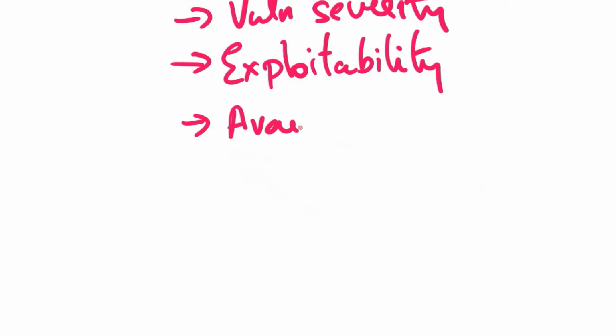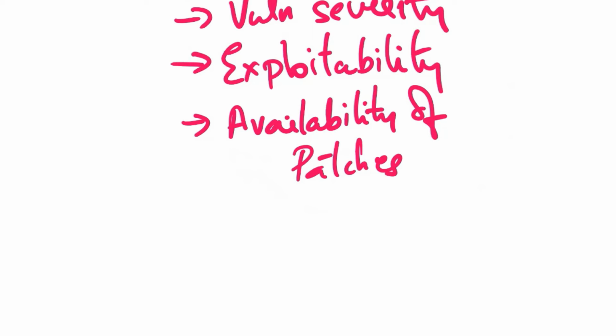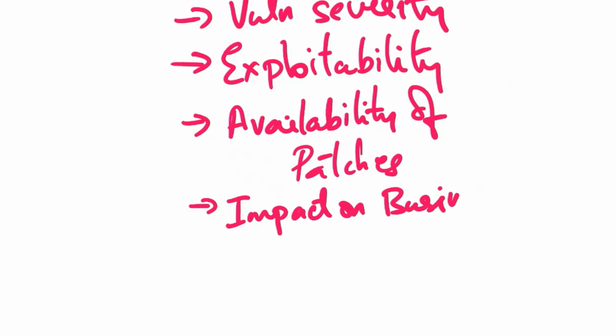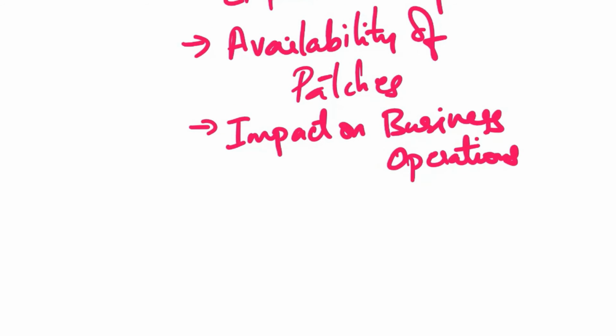Next, availability of patches. Check whether the vendor has released patches for the vulnerability. If the patches are available, they should be applied when feasible. However, in some cases, vendors may not provide patches, especially for end of life software or legacy systems. Next, impact on business operations. Evaluate the potential impact of patching on critical business operations. Some patches may require system downtime or have compatibility issues that need to be addressed. Assess how these factors align with the organization's operational requirements.